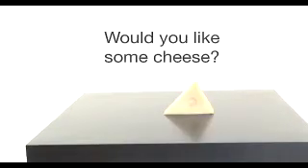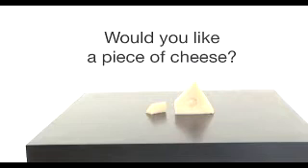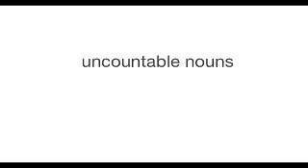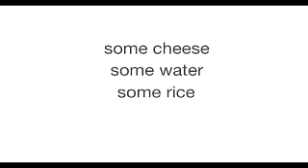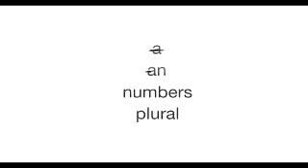Would you like some cheese? Would you like a piece of cheese? Some nouns are uncountable. Some cheese. Some water, some rice, some ham. We don't use a or an, and we don't use numbers. We also don't use s because it can't be plural.